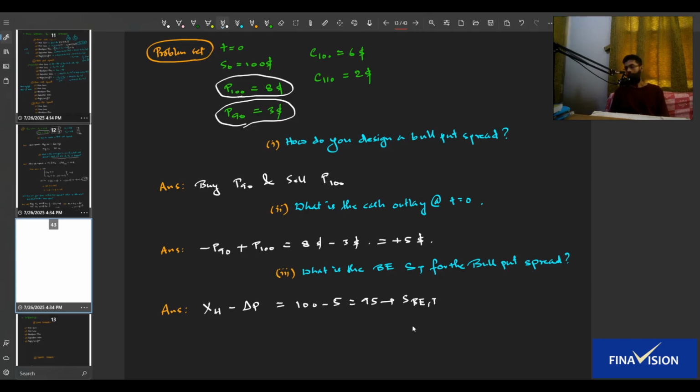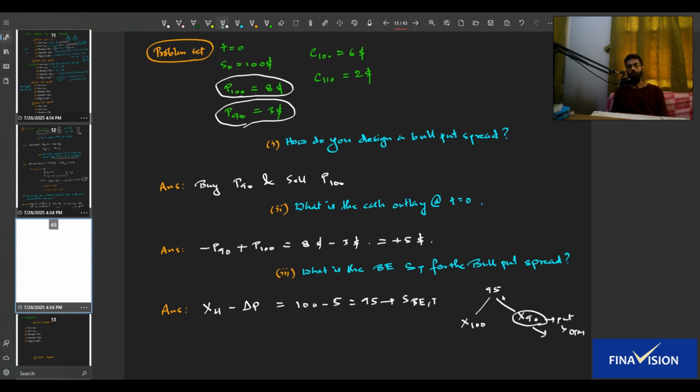Okay, now let's verify this. Now the price has reached 95 and you have sold the higher strike and bought the lower strike. Now from the lower strike, how much do you earn? The lower strike put, because this is a put, is out of the money.